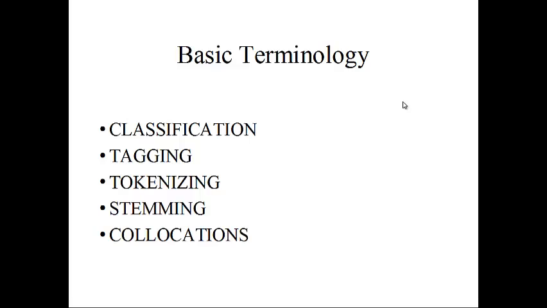So let's see the basic terminology of NLP. First, we have classification. Classification is the process of classifying different parts of the sentence, or different parts of a text, into various classes, and this classification can be categorized into two categories, which is supervised and unsupervised.